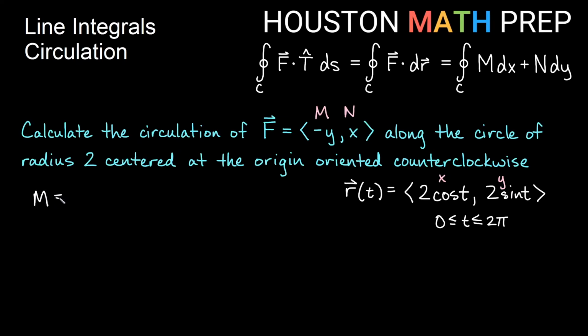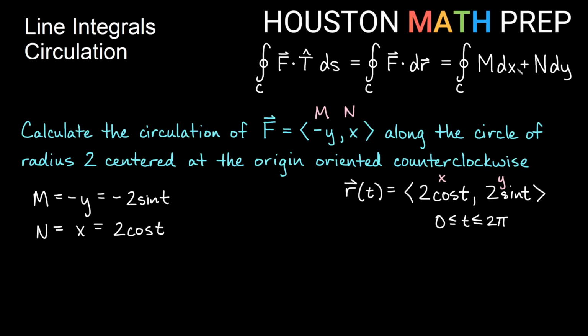So M is equal to negative y, and if I know y is 2 sine t, then M is actually negative 2 sine of t. And if I know N is x from my vector field, and x I know from my parameterization is 2 cosine t, this is 2 cosine of t. So I know M and N in terms of t.